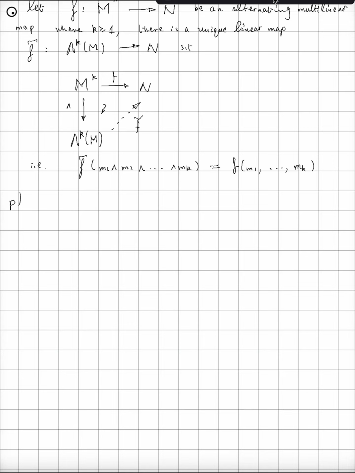So, proof. Firstly, when k equals 1, this is just M, f to N, and here the wedge is just the identity map, and gamma 1 of M is again M. And so we have this f tilde, which is just defined to be the same as f.